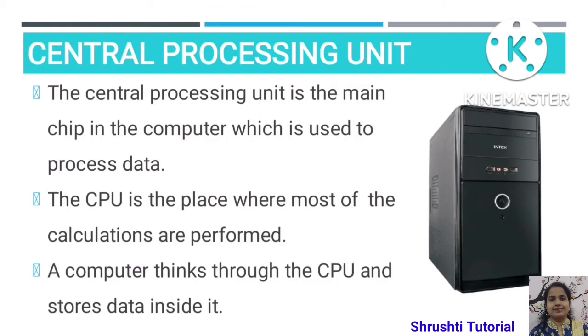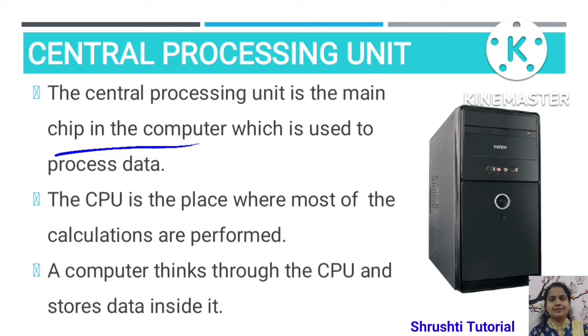The central processing unit, or CPU. The central processing unit is the main chip in the computer which is used to process data. We also call the CPU the brain of the computer because most of the calculations are done by the CPU. It processes the data. Like we also have a brain, right? How our brain thinks and takes the major decisions, like this.